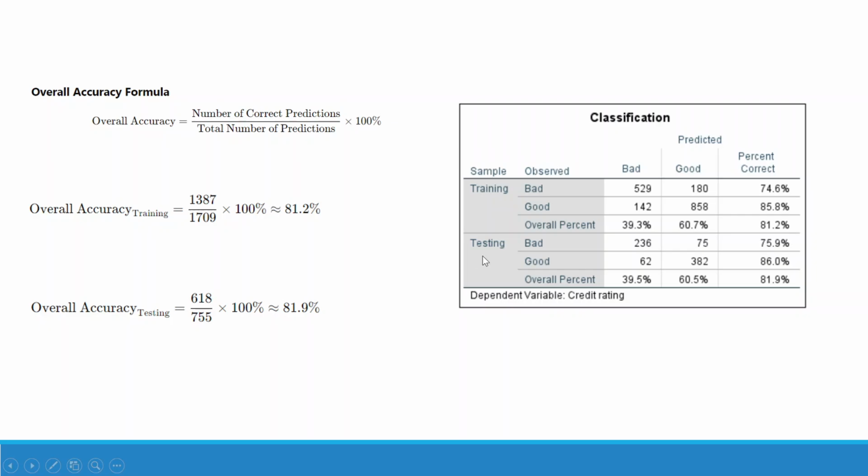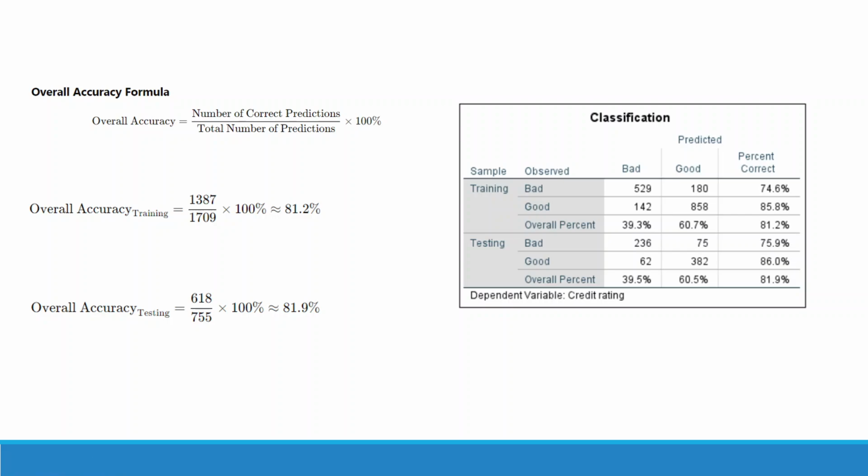Now let's go for the testing data set. If you recall, we had divided the data into 70-30. So this is 70% and this is 30%. Now let's talk about this. Here correct classification is 236 plus 382 divided by 755. So 81.9%. So accuracy in the testing data set is also quite good.